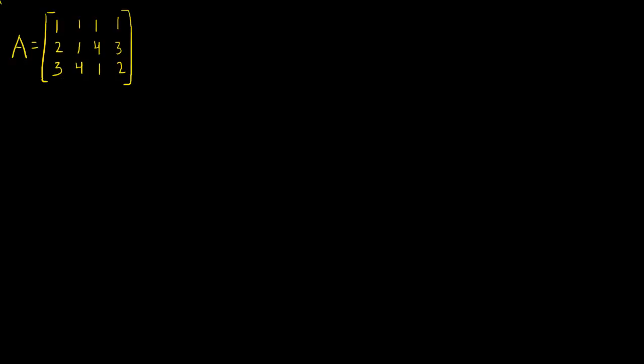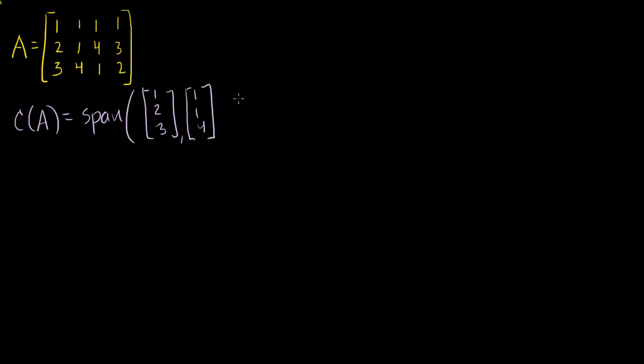So we can right from the get-go write that the column space of our matrix A, actually let me do it over here, I can write the column space of my matrix A is equal to the span of the vectors (1, 2, 3, 1), (1, 1, 4, 1), (1, 4, 1), and (1, 3, 2). I'm done. That was pretty straightforward, a lot easier than finding null spaces.